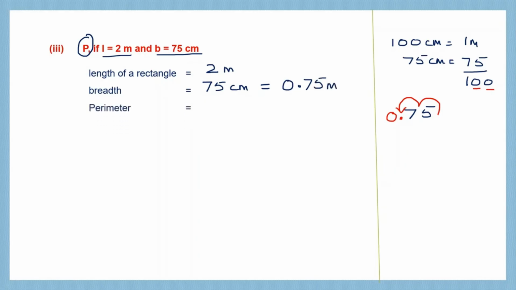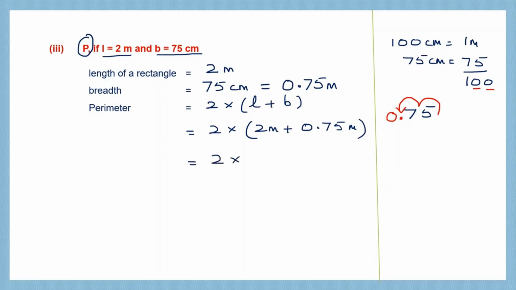Let's find the perimeter. Perimeter is 2 into (length plus breadth), which is 2 into (length is 2 meters and breadth is 0.75 meters). So that will be 2 into, let's add up 2 and 0.75. So 2 is a whole number.